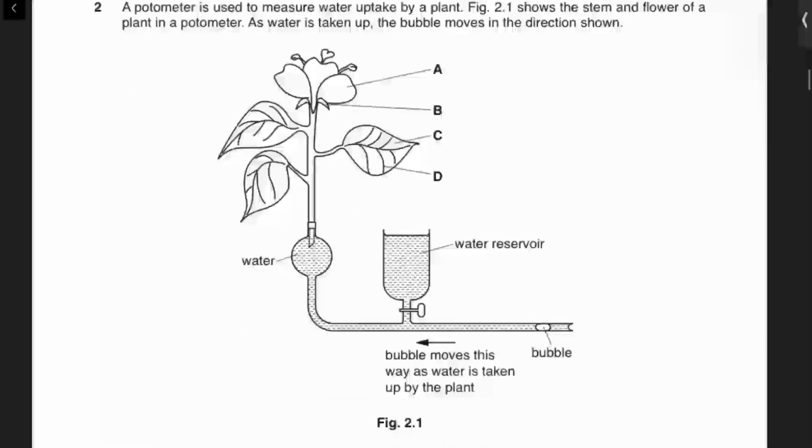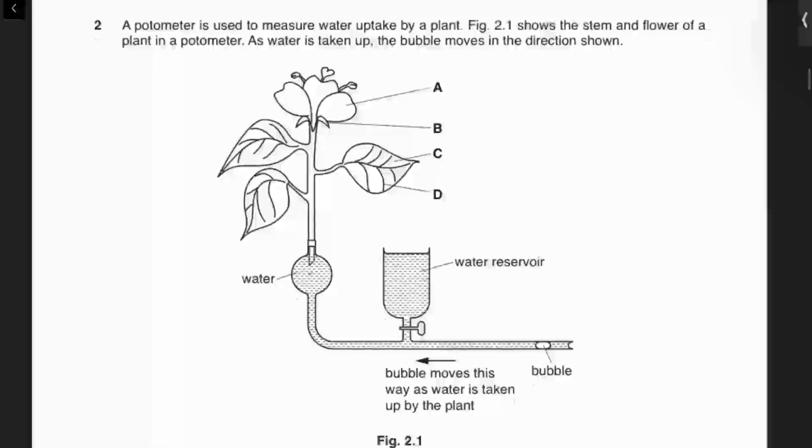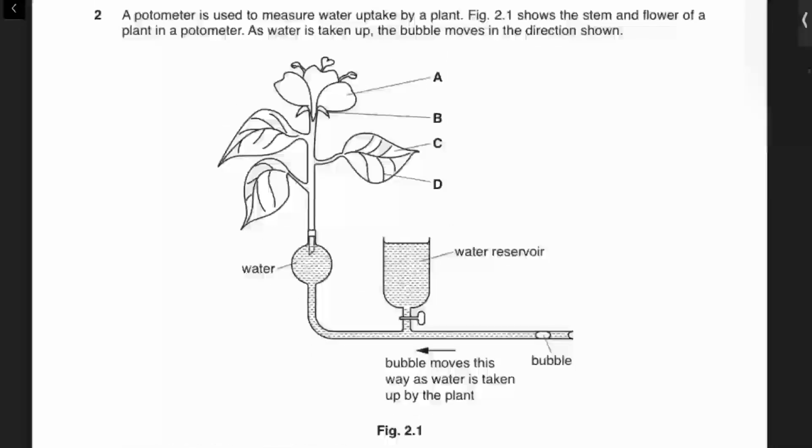Okay, a potometer is used to measure water uptake by a plant. Figure 2.1 shows the stem and the flower of a plant in a potometer. As water is taken up, the bubble moves in the direction shown. So a potometer basically, in other words, measures the rate of transpiration. What is transpiration? Basically the rate at which the water is lost from the plant, right? Through evaporation. Okay, so you can see a water reservoir, which is basically the water. So anyway, now name the parts A, B, C, and D.